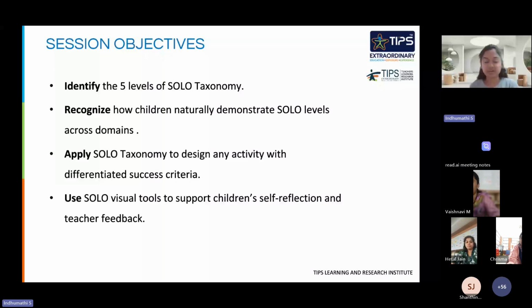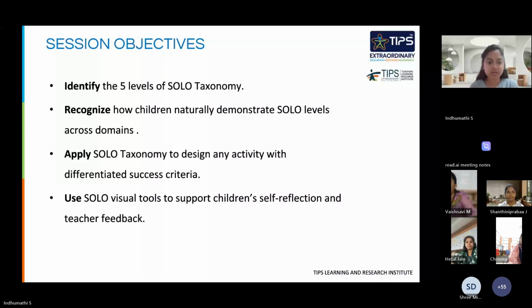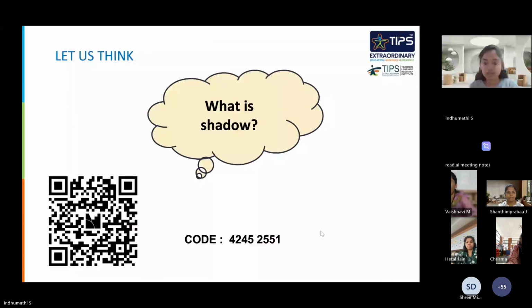So now let's make our session interactive. Now look at the slide. A question has been posted. What is shadow? Now a link will be put in the chat box. I kindly request you to click on that link. That is a Mentimeter link. You can click on that link, type in your responses and give submit. You can even scan the QR code that is displayed on the slide, or you can use the code which is displayed here on the slide.